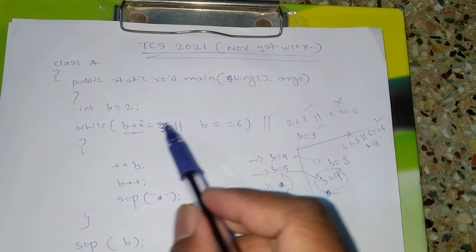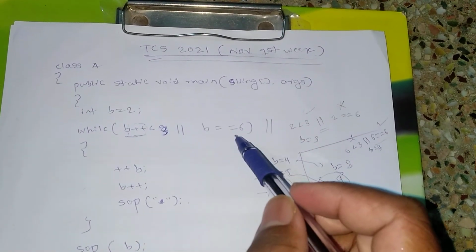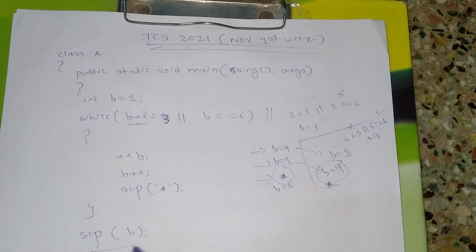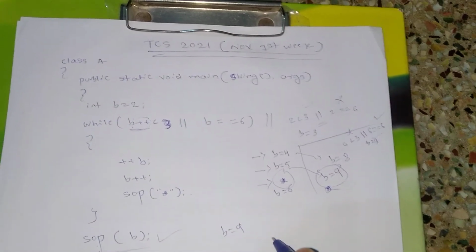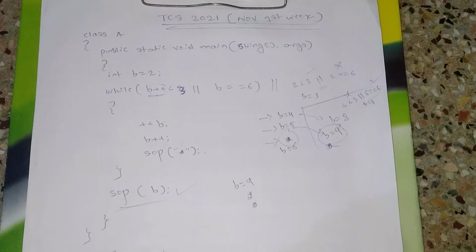10 is less than 3 or 10 is equal to 6, both conditions are false, so it will not go into the loop and will come over here and directly print the b value. So b will be 9 and star will be printed two times. This is the complete solution for this question, guys.